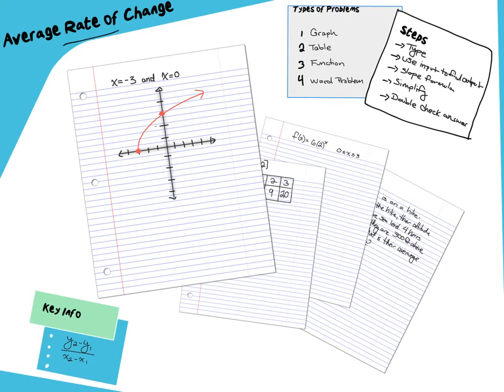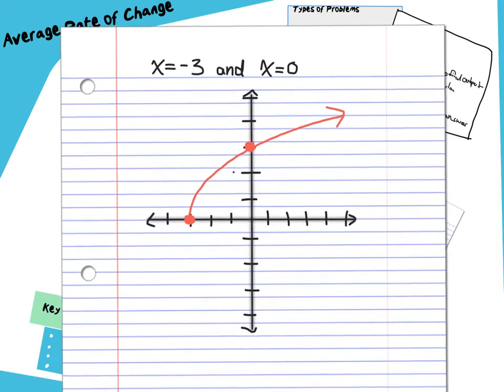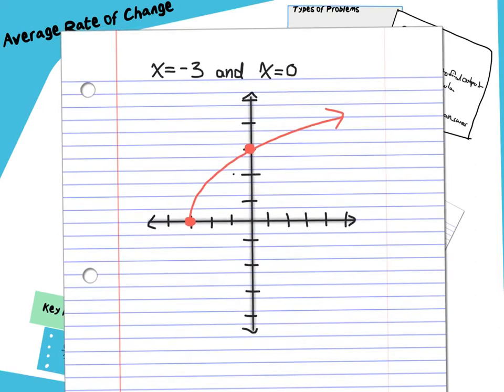Okay, so let's see some examples. First up, we're going to take a look at a graphical type of problem where I want to find the average rate of change between the x values of -3 and 0. If you take a look at the graph, when x is -3, your y coordinate is going to be 0. It's this point right here, -3, 0. And then when your x value is 0, your y value or your output is going to be 3 in this case.